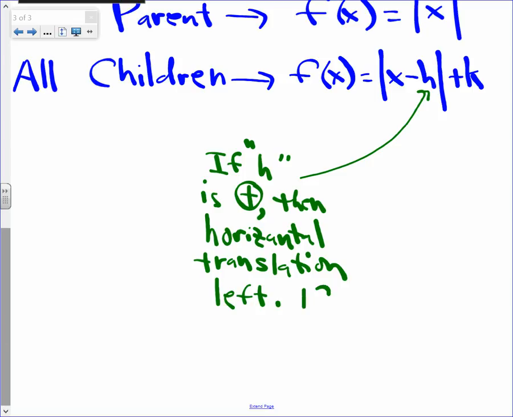If negative, then right. So I'm generalizing now. Whatever number is inside the absolute value next to the x, if it's positive, it's going to the left. If it's negative, it's going to the right. You just saw it with Desmos.com. Let's generalize now with the k.